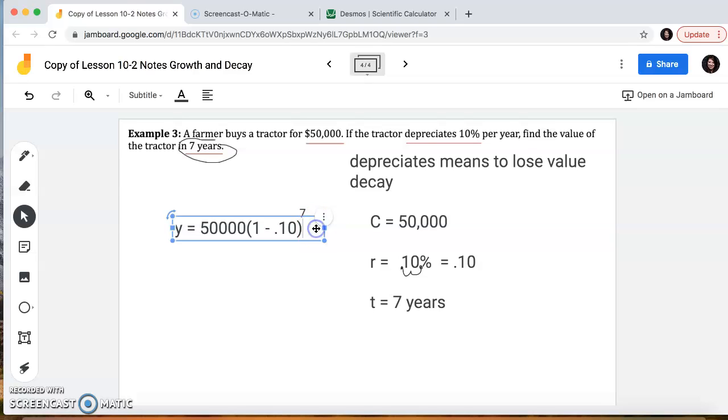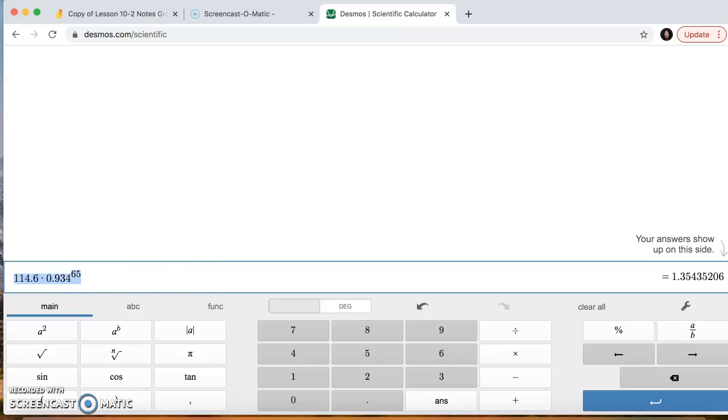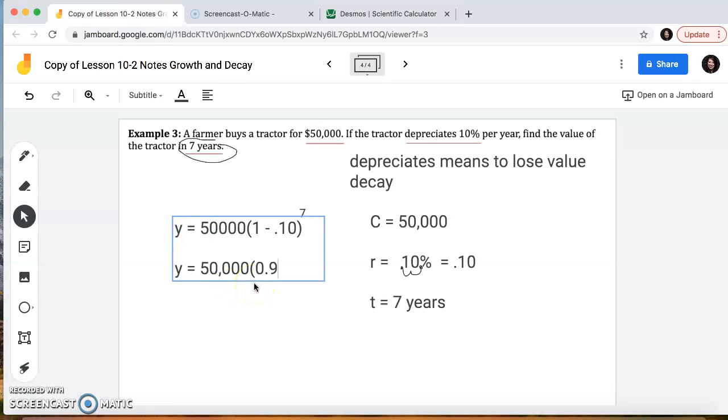We can then simplify it. So we're going to have y equals 50,000. In the parentheses, if you do 1 minus 0.10, you're going to get 0.9. So we have 0.9, or 0.9, however you prefer. And then it's going to be raised to the 7th power. So let's go ahead and do that in the calculator.